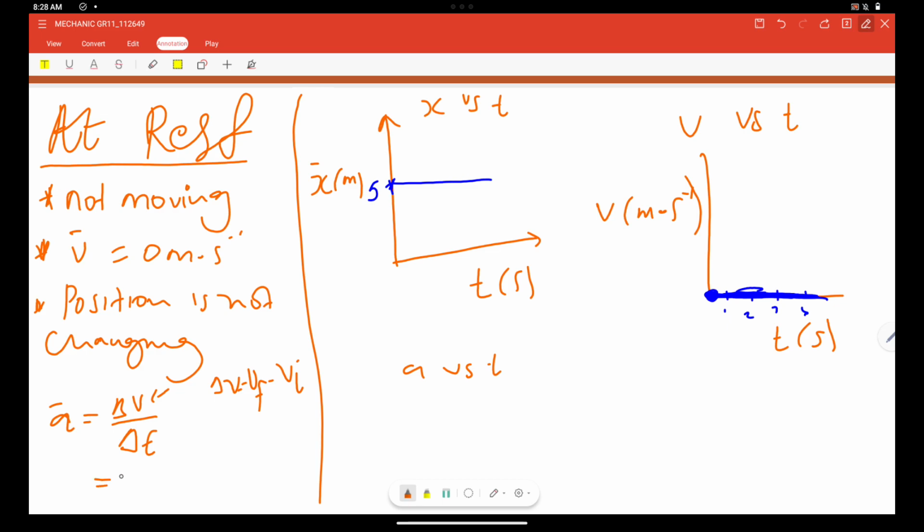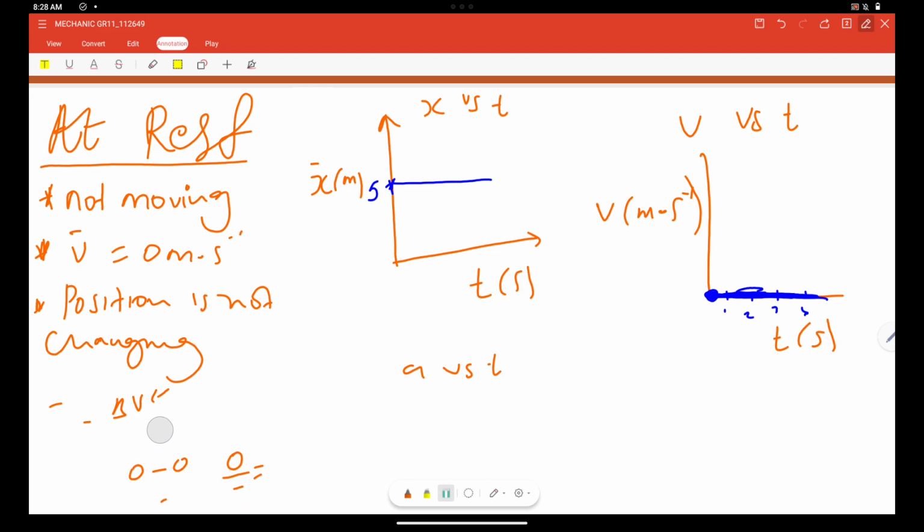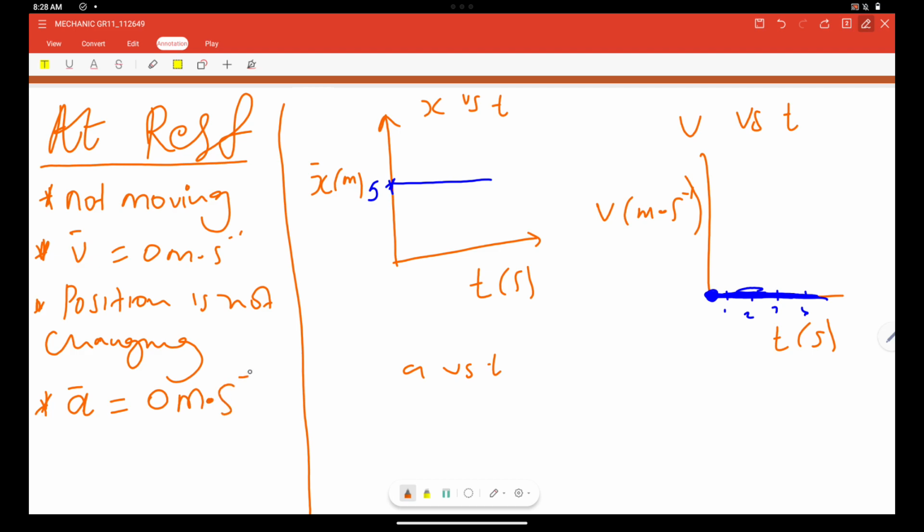But because the velocity was 0 throughout, it means final velocity is 0, initial is 0, change in time is non-zero. So this will be 0 over change in time. Remember that 0 divided by any number will always be equal to 0. So most importantly, for an object that is at rest, I'm going to add to this little summary of mine. For an object that is at rest, velocity is 0, acceleration is also 0 in units of meters per square second.